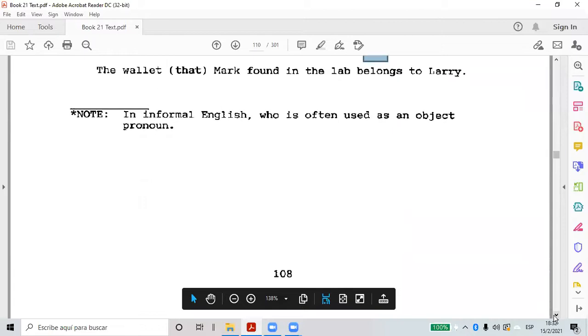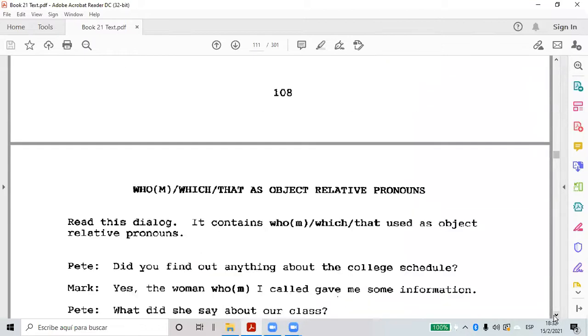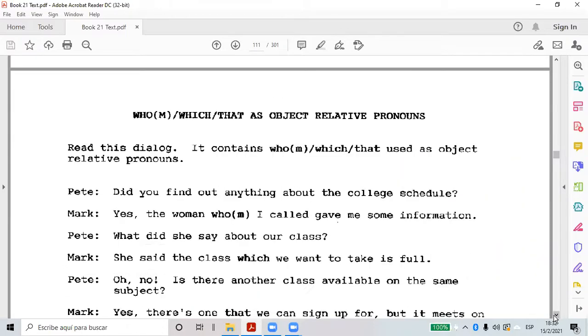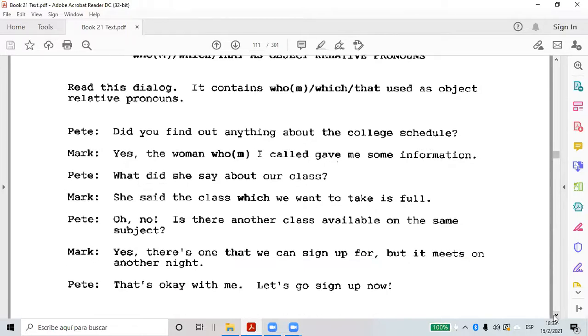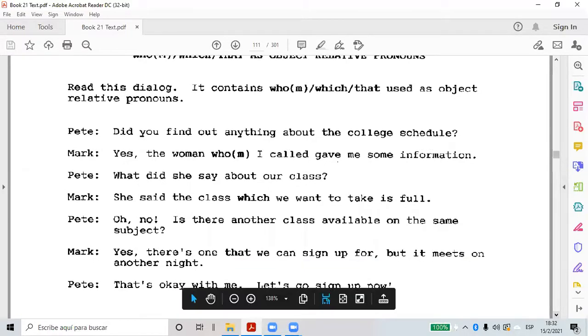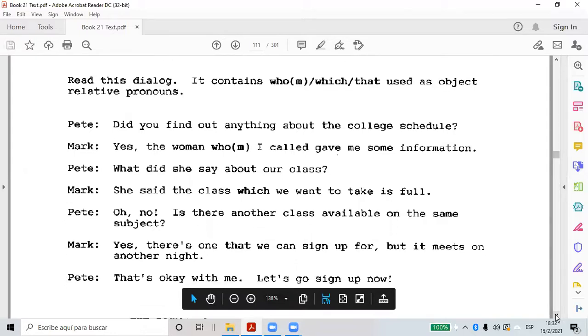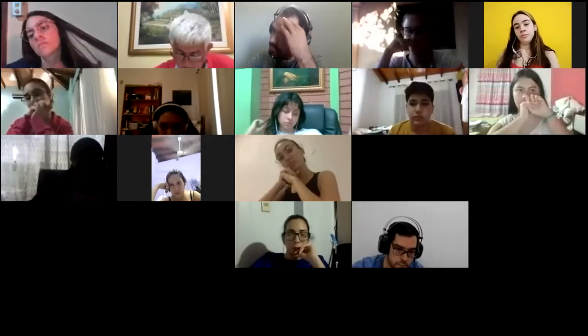Let's see who, whom, which, that as object relative pronouns. We have an example in here. Did you find out? And then you must apply the rules. Teacher, I have a question. Is whom more formal in spoken English?